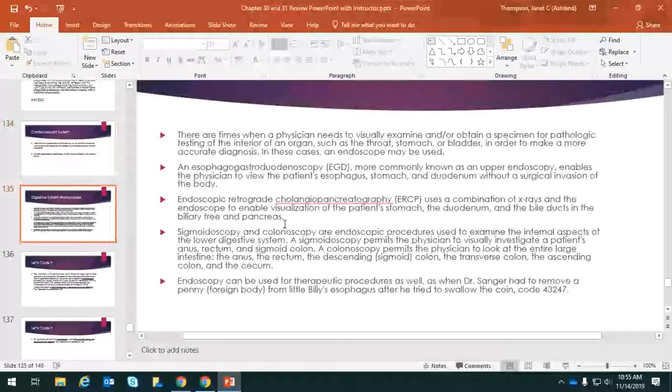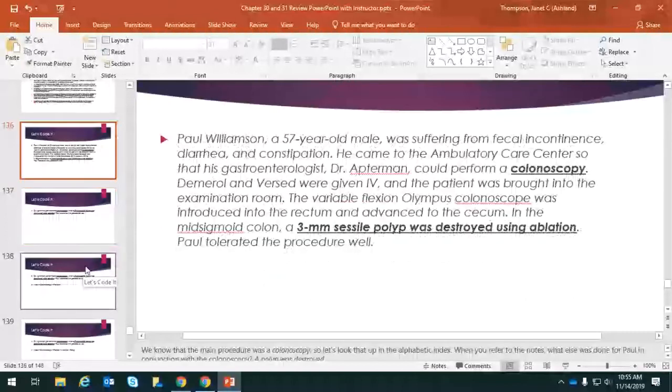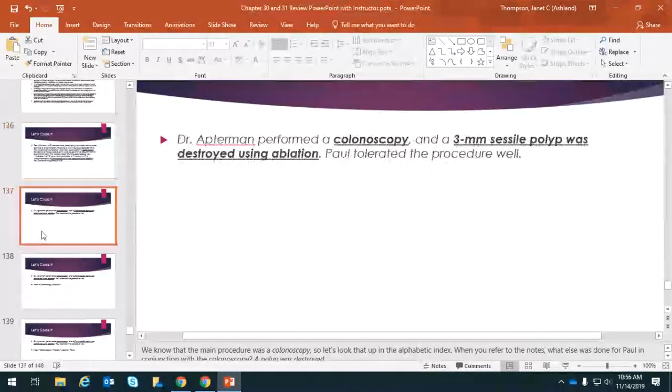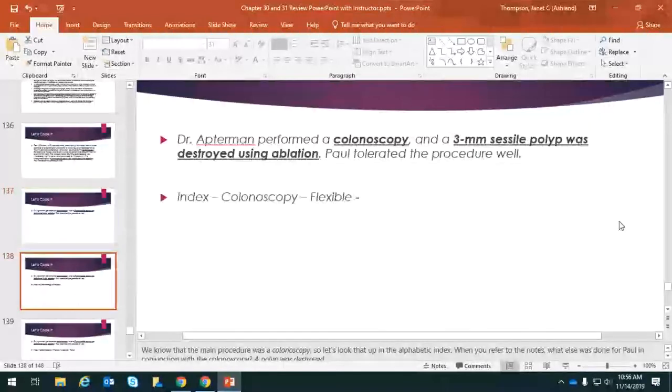The digestive system is our next section. Our scope procedures are very heavily featured here, like colonoscopies. Let's code it. We have a colonoscopy procedure. Paul came in to see his doctor. He was given Versed, so he was given conscious sedation. A 3mm sessile polyp was destroyed using ablation. So we had a colonoscopy procedure, and a polyp was destroyed with ablation. That's what we're trying to code now.